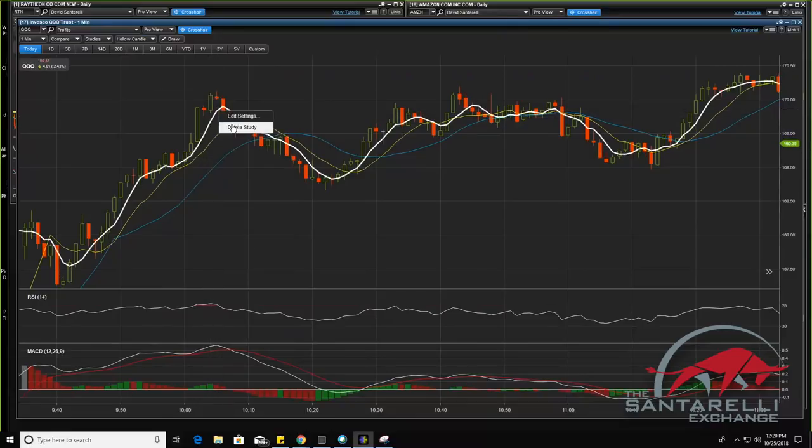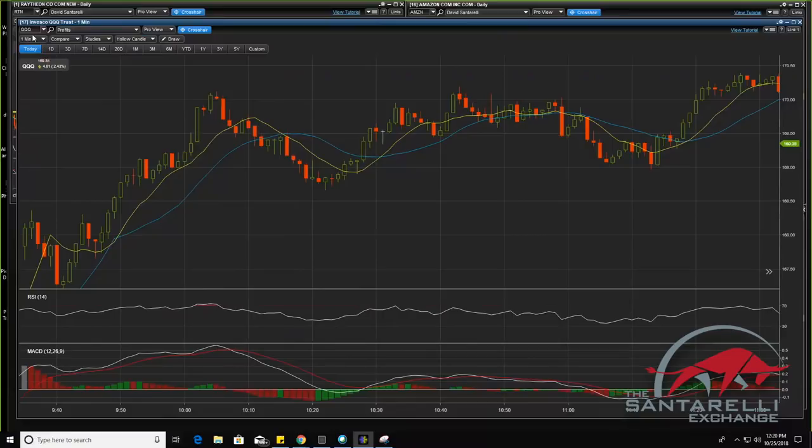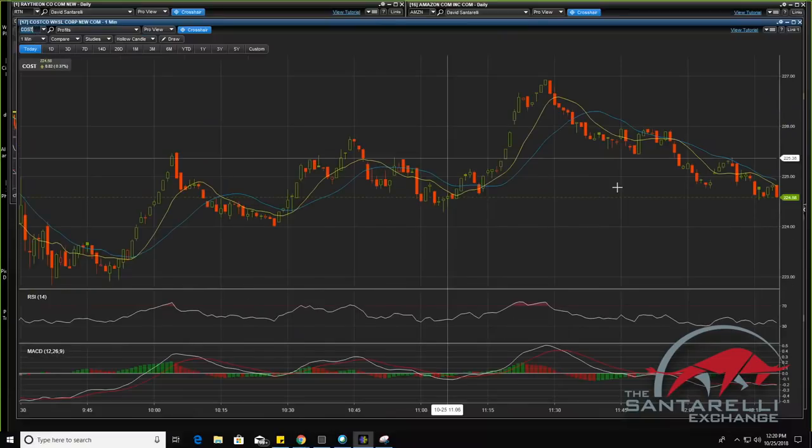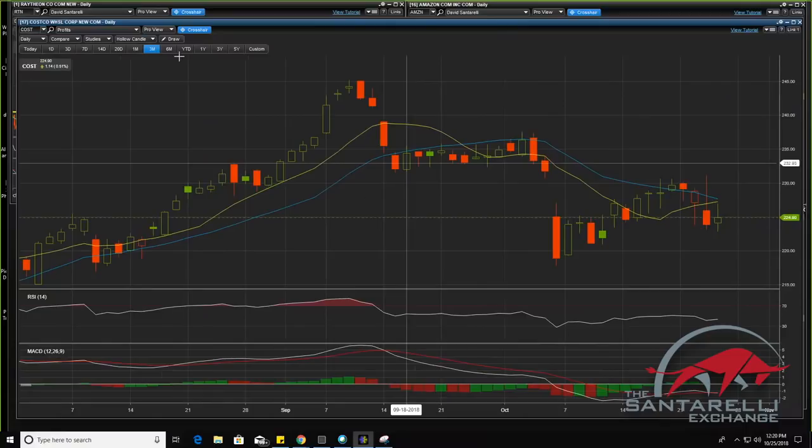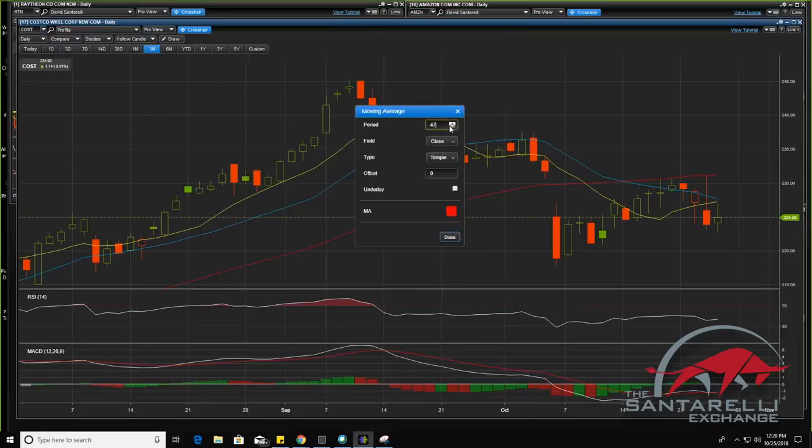Now, the only time I do use a 5-day, for example, is a hook. Let's go over a hook pattern on Costco, for example. When will I use a hook pattern, or when will I use the 5-day on something like this? When I first make a trade, sometimes I will use the 5-day to keep a tight stop.